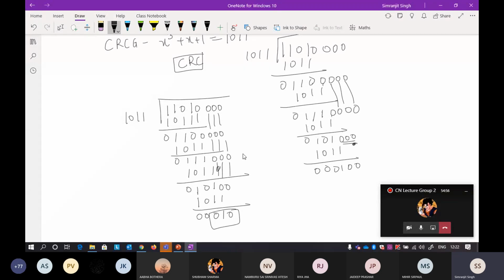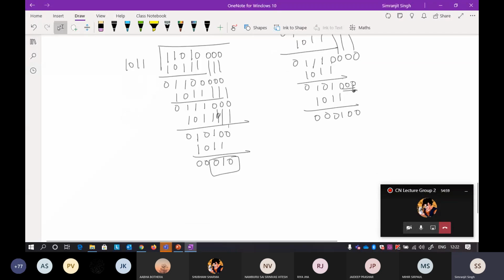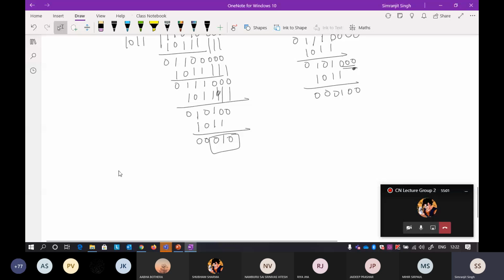Okay, so now this is your CRC. Now what you do with this particular data: your data is 11010, and you will send the same thing along with the CRC, that is 010. This will be sent across to the receiver, and the receiver will calculate this. The result will be 0. So you already know this. That is how you calculate your error in the case of CRC.